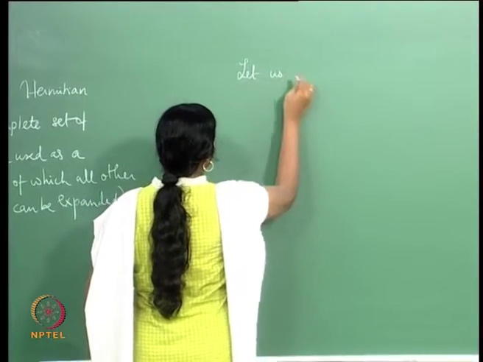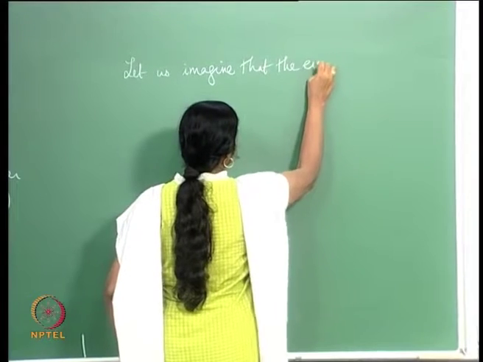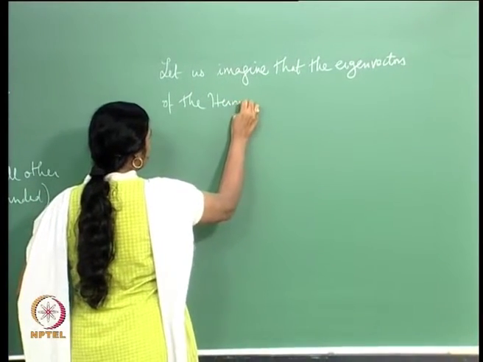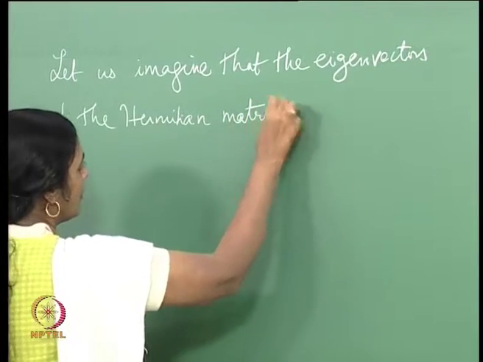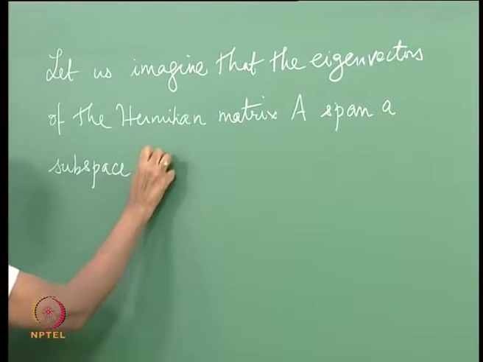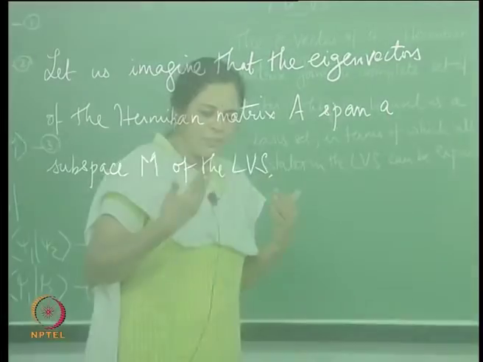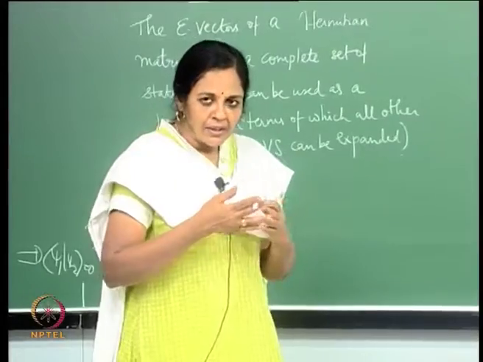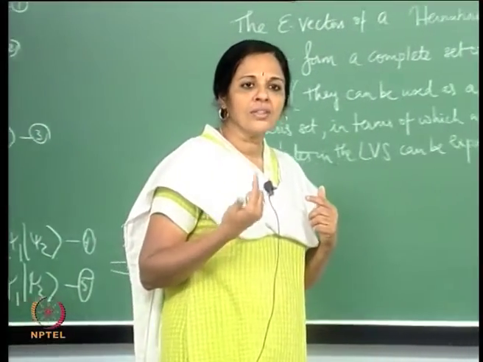Let us imagine that the eigenvectors of the Hermitian matrix A span a subspace M of the linear vector space. In other words, we are now saying that let us imagine that the eigenvectors do not span the entire linear vector space. All states in the linear vector space cannot be expanded as a superposition of the eigenvectors of the Hermitian matrix. The idea is to show that there is a contradiction if we imagine so.